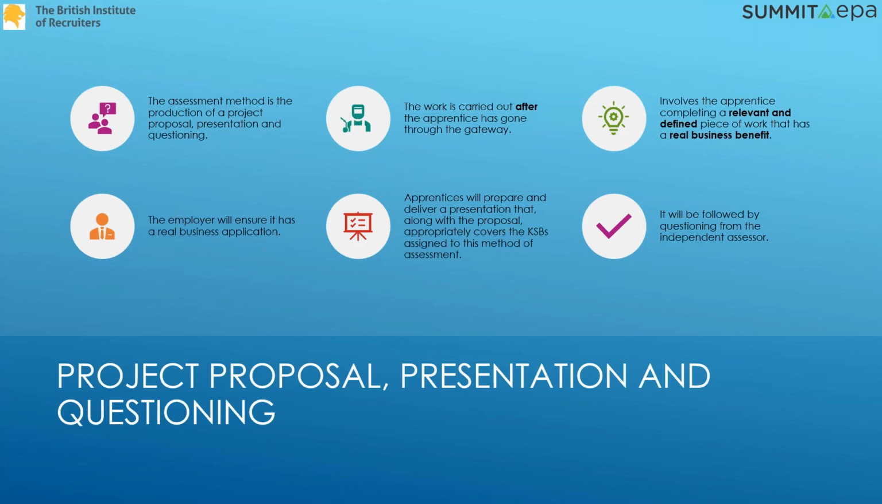The project proposal and the project is worked upon within those 12 weeks during that EPA. And the work will be carried out after the apprentice has gone through Gateway. It involves the apprentice completing a relevant and defined piece of work that has a real business benefit. And the employer will ensure that it has real business application.